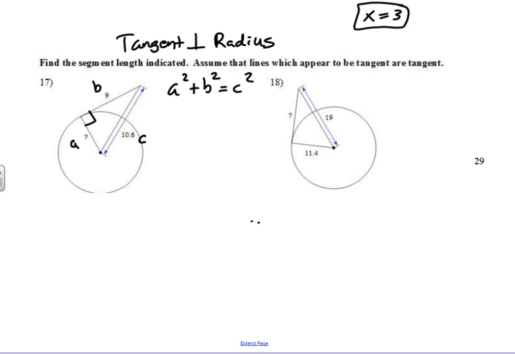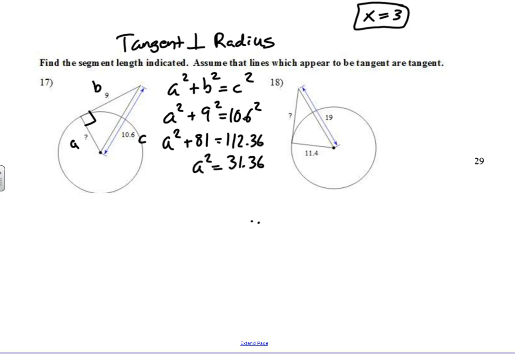So this question mark that we have here, let's call it A. So A squared plus 9 squared equals 10.6 squared. So 9 squared is 81. 10.6 squared is 112.36. So we would subtract 81 from that. A squared is going to be 31.36. And we would take the square root of 31.36, and A would be 5.6. Okay. So that's the same idea that we'll do in this question.